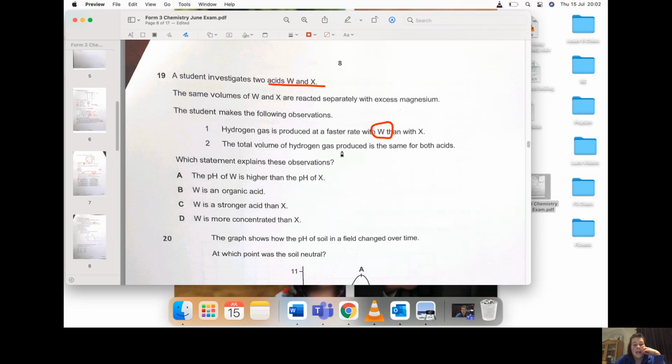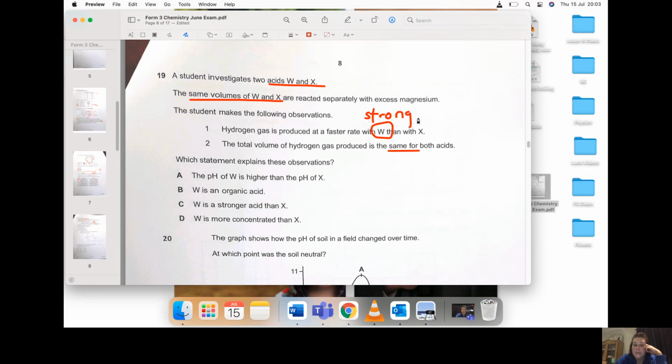The total volume of hydrogen gas produced is the same for both acids. That is because they tell you here the same volumes of W and X were reacted. So if you've got the same volume of acid, you will have the same volume of hydrogen produced. What's important here is that it was produced faster with W than with X. That means that W is a stronger acid, because the hydrogen was produced at a faster rate. So it is a stronger acid.